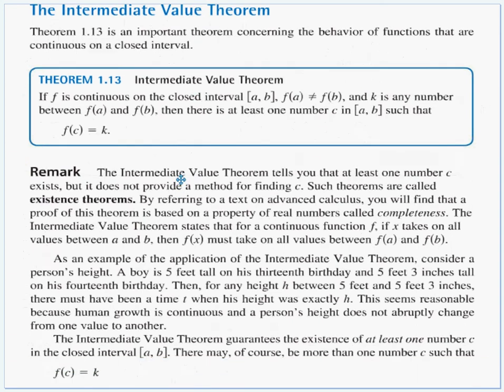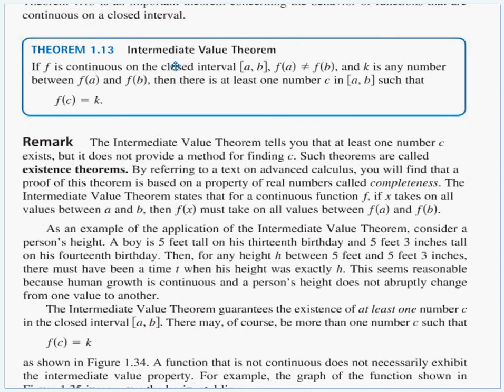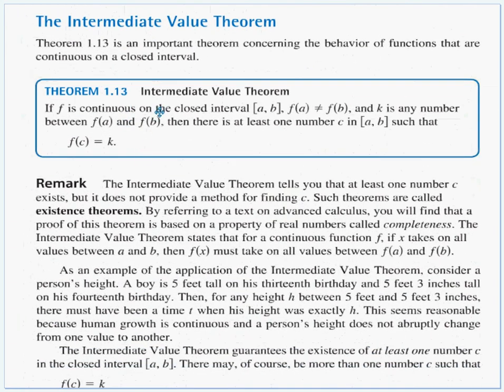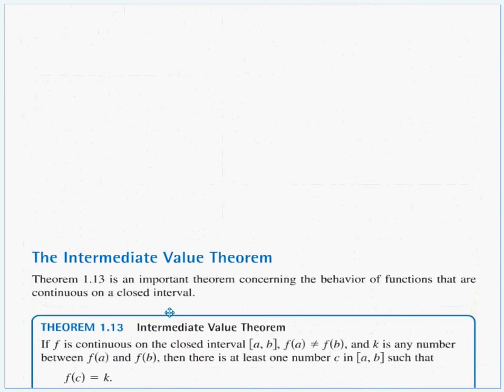interval. So this theorem says if f is continuous on the closed interval from a to b, and f of a is not equal to f of b, and k is any number between f of a and f of b, then there is at least one number somewhere in that interval from a to b, call it point c. There's somewhere a point in there that f of c will equal k. Does that make perfect sense?